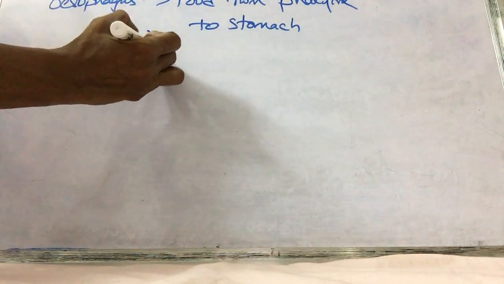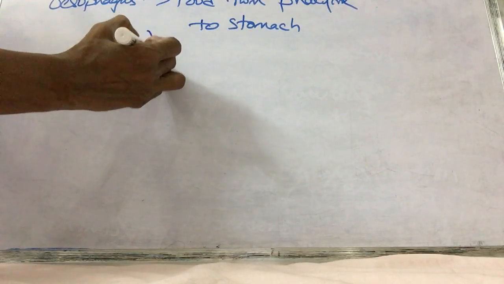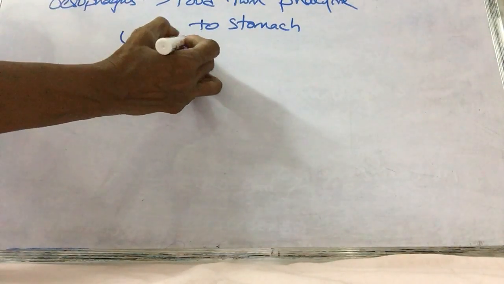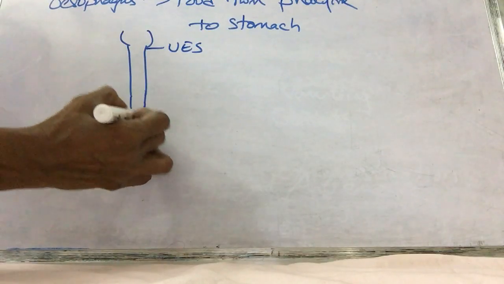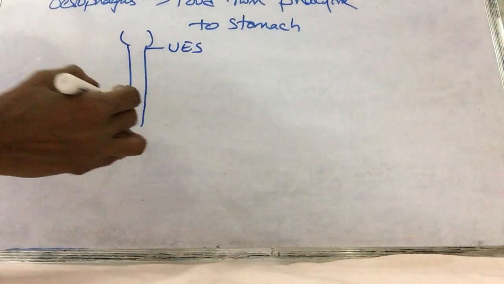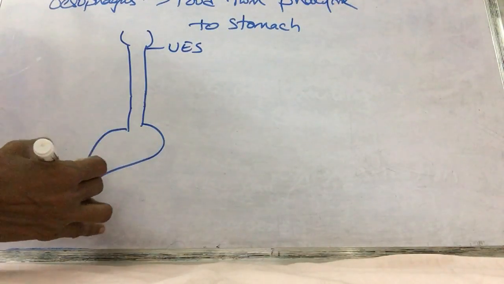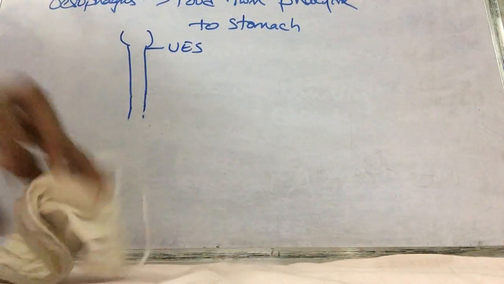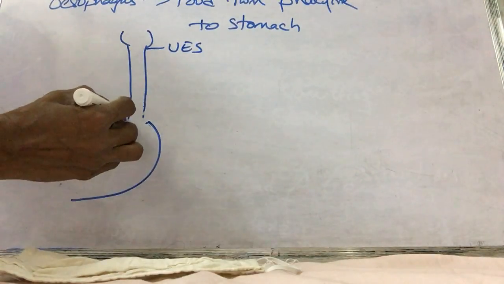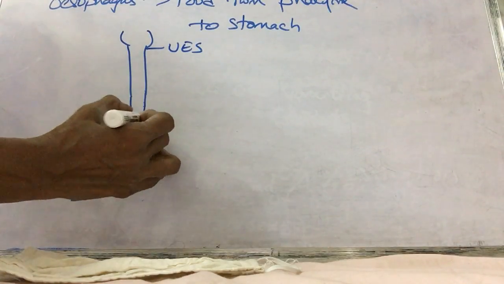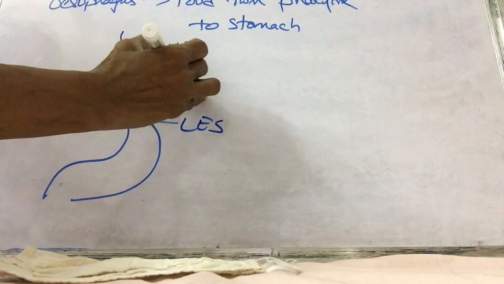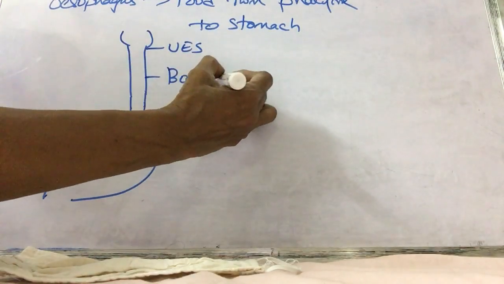This is the pharynx, which continues as esophagus. Here is the upper esophageal sphincter. This is the body of the esophagus, which opens into the stomach. This is the lower esophageal sphincter, and this is body of esophagus.